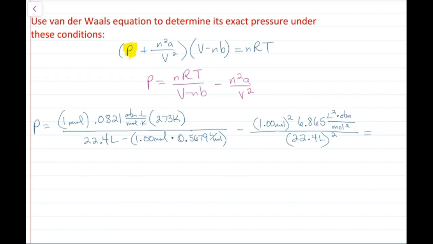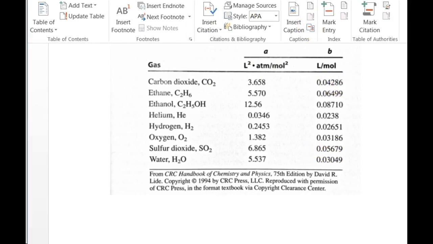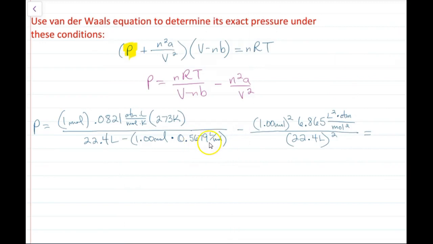Okay, so I've just plugged everything in. My n is 1 mole. R, since we're going for atmospheres, 0.0821. T, 273. My V on the bottom, 22.4 liters. n is 1 mole. b came from the table. And so for SO2, sulfur dioxide, 0.05679 liters per mole is the b value there. And then the n squared is just 1 squared, or 1.